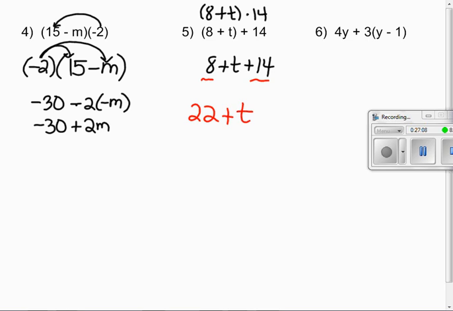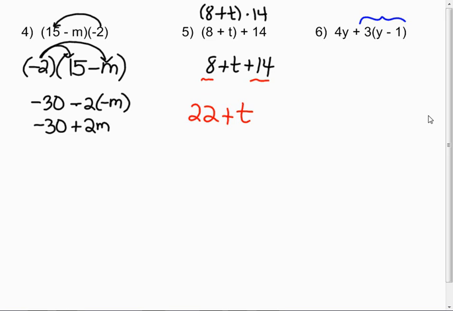The next one, I've got distributive property with other things in there. That's what's going to happen in the real world. So, order of operations says we have to do our parentheses first. Okay? Now, Nadine, we write down the 4Y. We don't ignore it. It's still there. But now I'm going to do this piece.